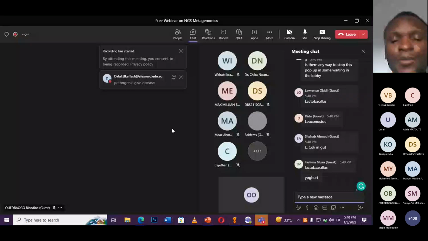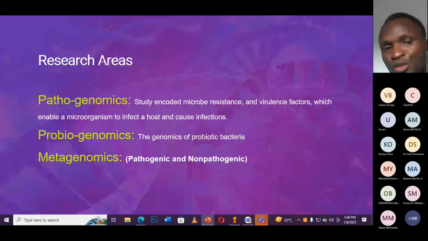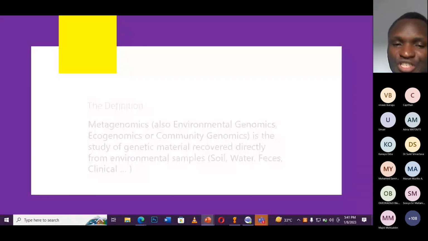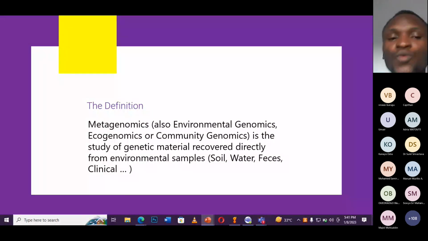So we have metagenomics. Now, metagenomics is the combination of both pathogenic bacteria and non-pathogenic bacteria, because metagenomics deals with an entire community of microorganisms. Let's proceed. NGS data metagenomics study. So what is metagenomics? Metagenomics can also be called environmental genomics, ecogenomics, or community genomics. It is the study of genetic material recovered directly from the environmental samples.